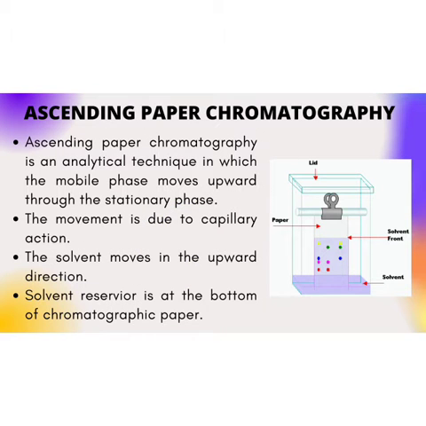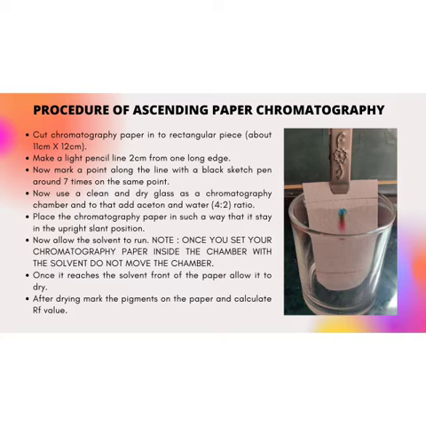There are various types of paper chromatography. Ascending paper chromatography. Ascending paper chromatography is an analytical technique in which the mobile phase moves upwards through the stationary phase. The movement is due to the capillary action. The solvent moves in an upward direction. Solvent reservoir is at the bottom of the chromatographic procedure of ascending paper chromatography.